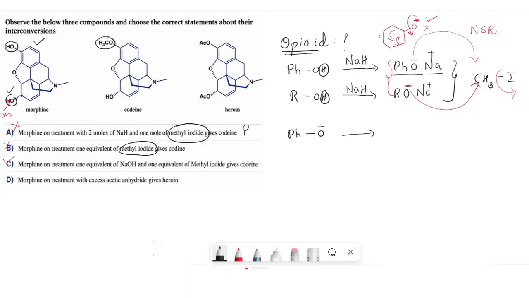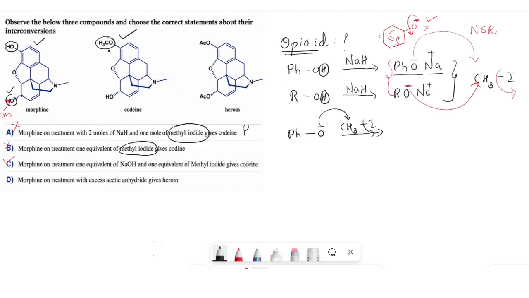And since we are treating this with methyl iodide, what happens here? It will undergo a nucleophilic substitution reaction. Hence the methylation will happen here, and the product will be codeine. You can ask yourself, here the methylation did not happen, right? Here it is happening. How is that possible? So here the comparison is between alkoxide and phenoxide. That's why we have this possibility.